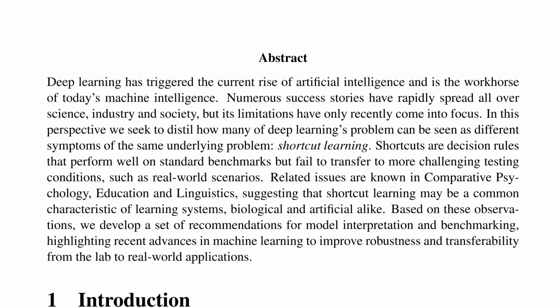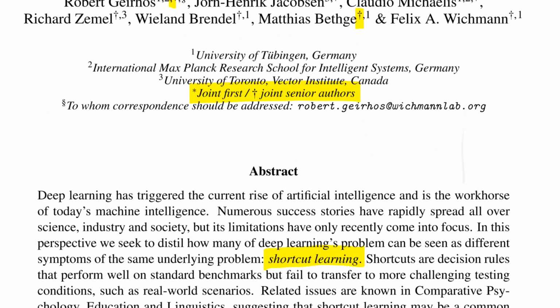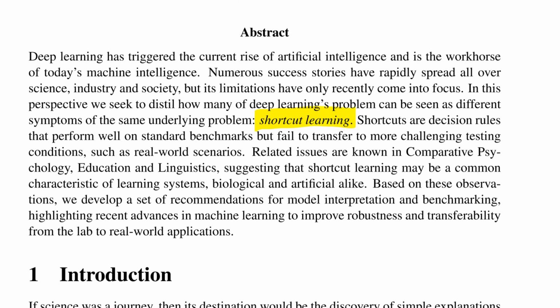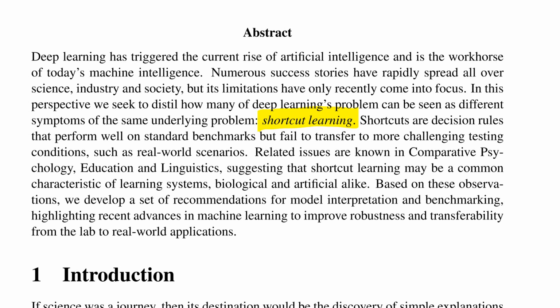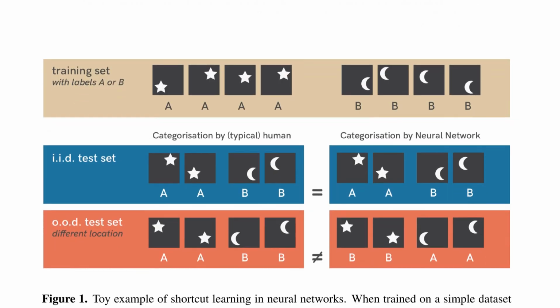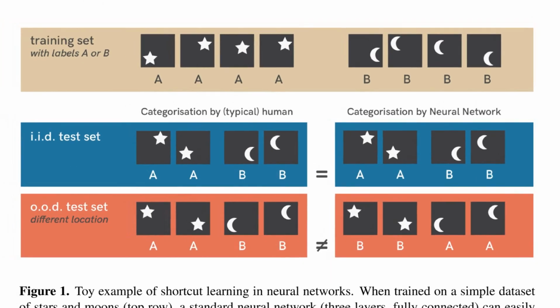All right, so this paper discusses what they call shortcut learning, and they don't propose something new here. They discuss this phenomenon, and they try to link several things together under the name of shortcut learning, which they claim is a problem in current deep learning, and they discuss why it happens and what can be done about it. And I just want to jump into this example real quick.